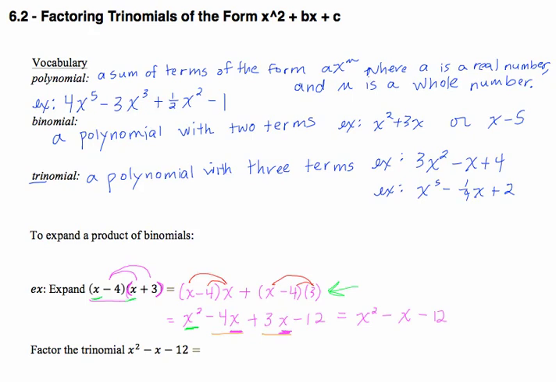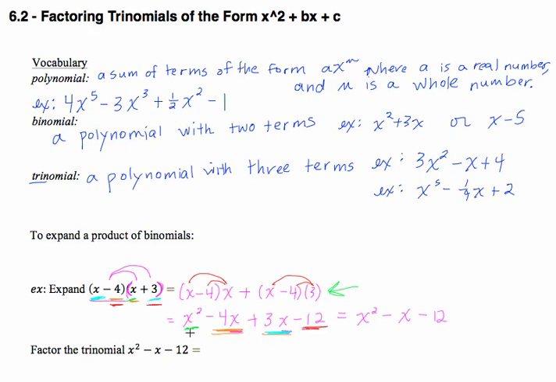Then they multiply the outside terms together. So x times 3 gives you that positive 3x there. Then you multiply the inside terms, so the minus 4 times x gives you this minus 4x here. And then the last two terms, minus 4 times positive 3 gives you minus 12.